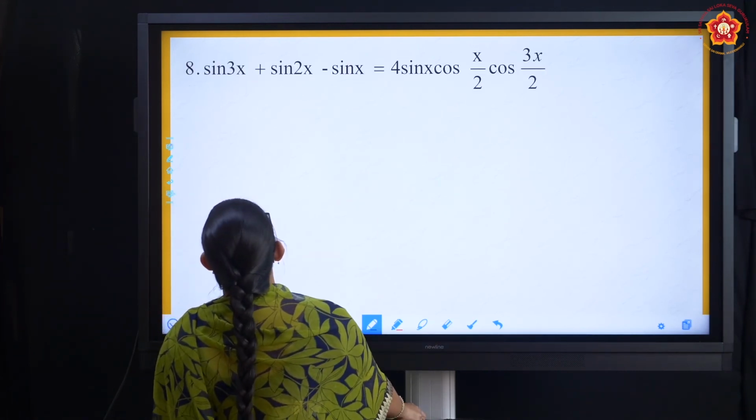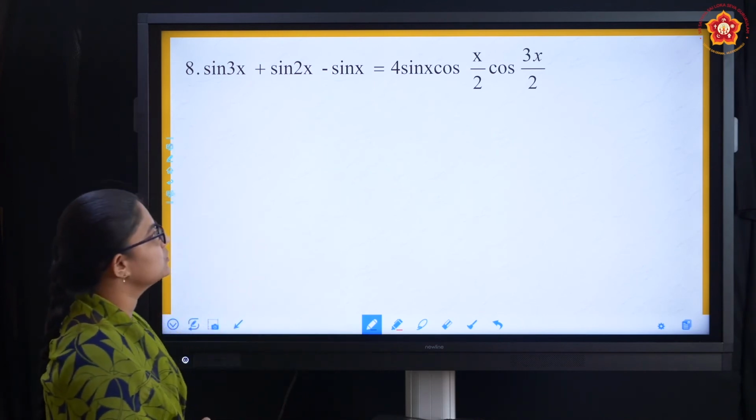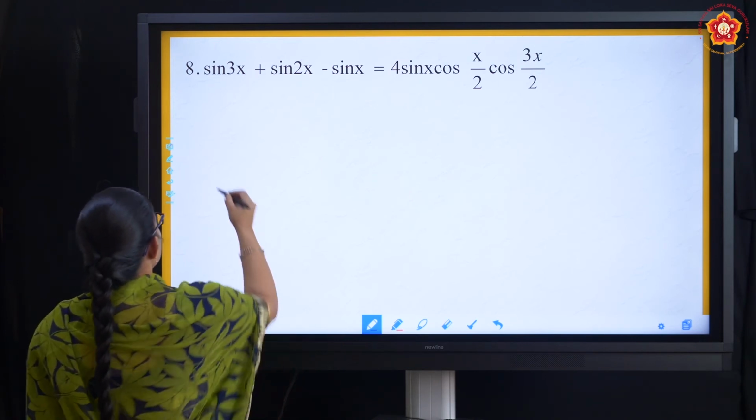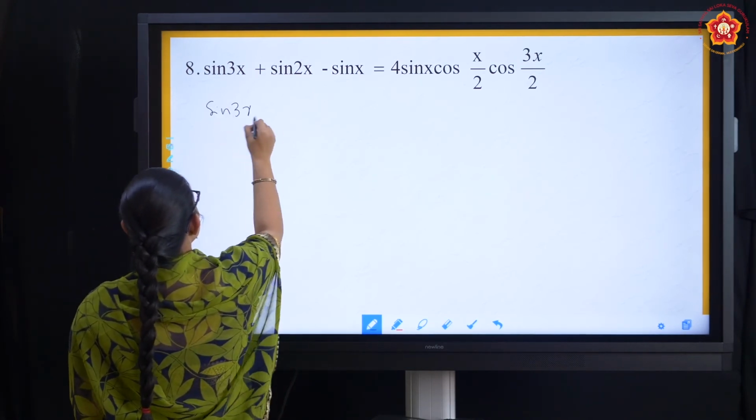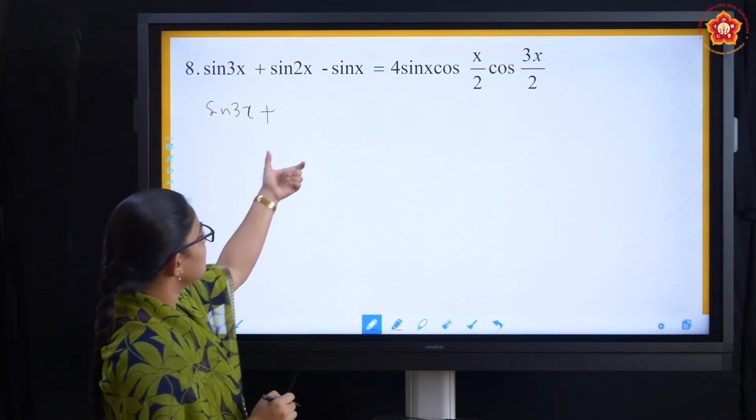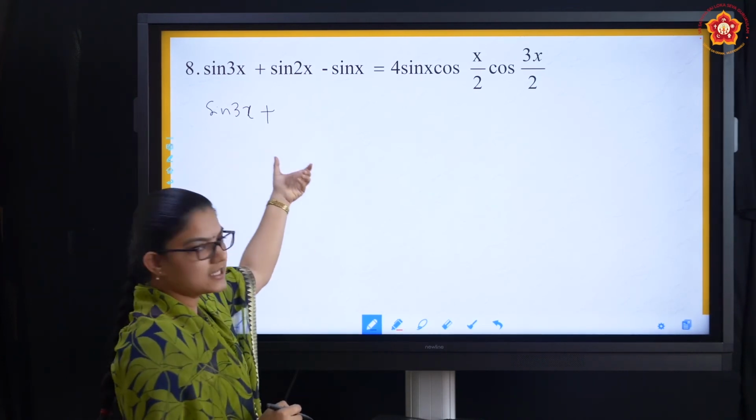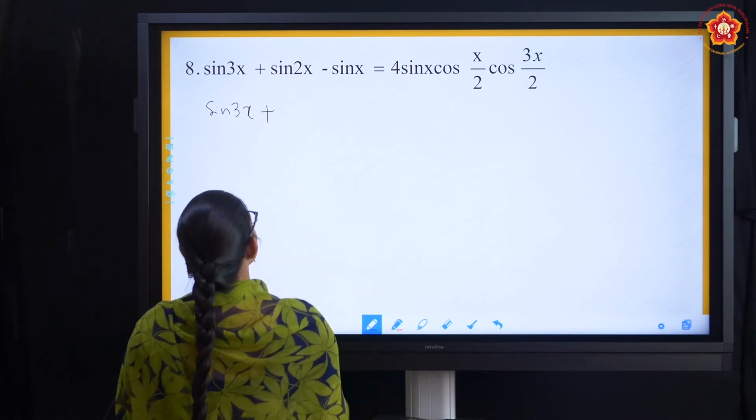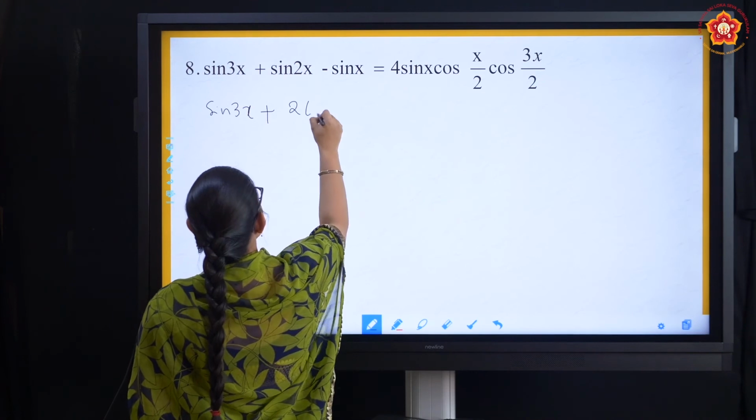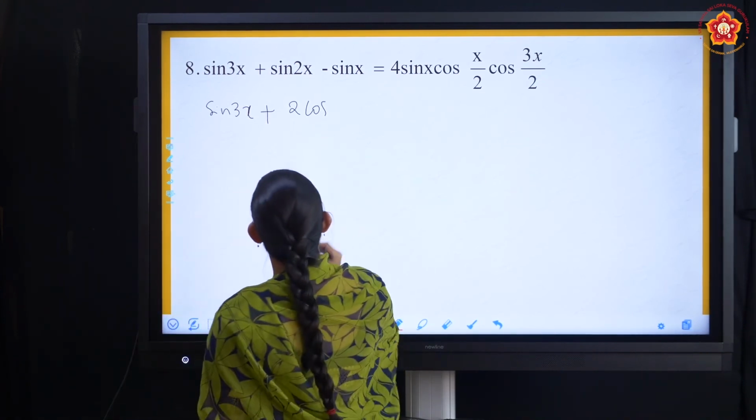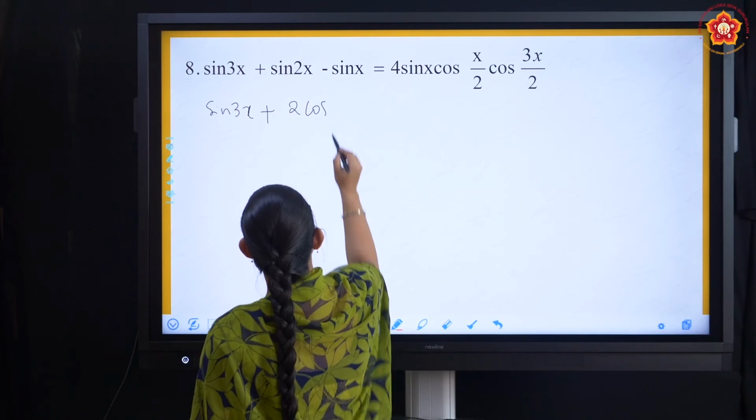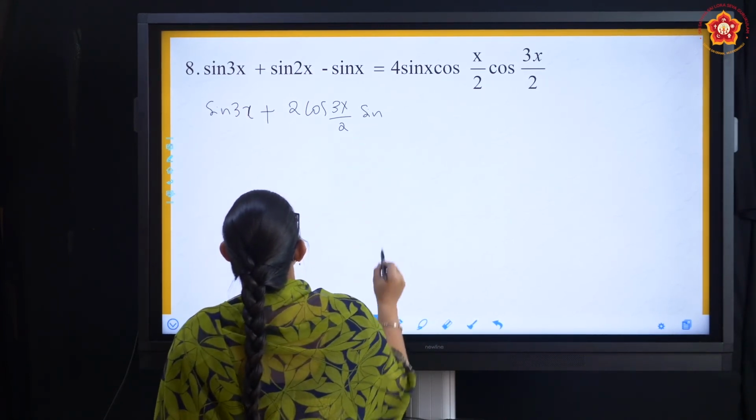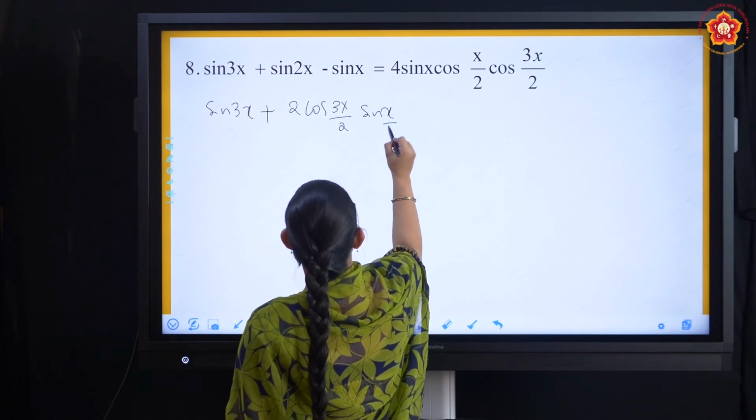We have sin 3x plus sin 2x minus sin x is equal to 4 sin x by 2 cos x cos 3x by 2. So we have sin 3x plus sin 2x minus sin x. So the sin x minus sin y formula we can use. That is sin x minus sin y is nothing but 2 cos((x+y)/2) sin((x-y)/2). So 2 cos of (2x plus x) by 2, that is 3x by 2, sin of (2x minus x) by 2, which is x by 2.